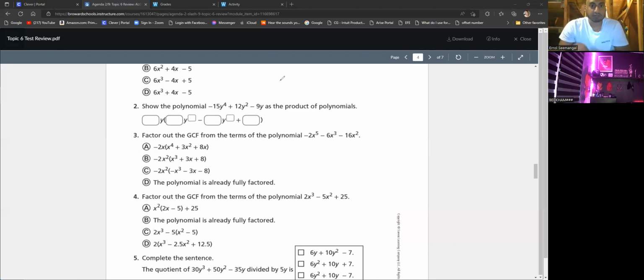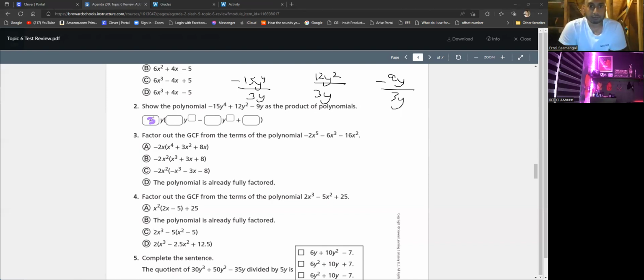Write your 3. See where the box is on the left? Write your 3 right there. Right in here. This one. Okay, 3y. Okay, so if you factor out a 3y, what is negative 15y4 divided by 3y? What is 12y squared divided by 3y? What is negative 9y divided by 3y? That's what goes on the inside of the brackets.